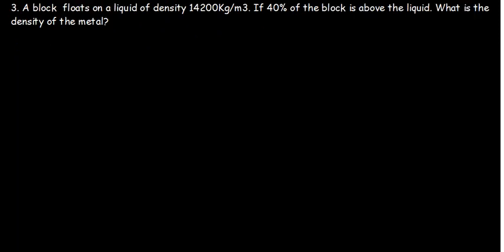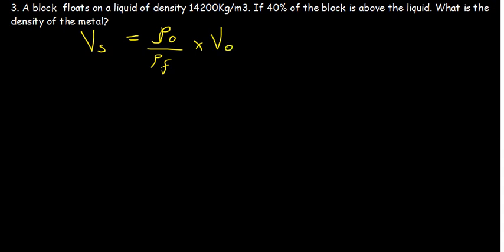Let's consider this one. A block floats on a liquid of density 14,200 kg per meter cubed. If 40% of the block is above the liquid, what is the density of the metal? Since we've already found the formula, let's use it. We are saying the volume of the solid that is below the water, or let me use the other one, density of the object over the density of the fluid, and then times the volume of the whole object.